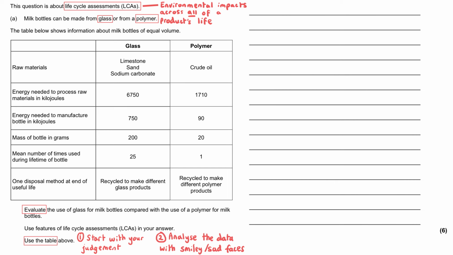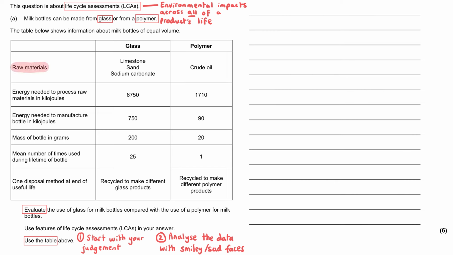To help you decide what your conclusion is going to be, I recommend that you consider each of these things in turn before you start to write anything, and you make a decision as you read it about which of these things is worse for the environment and which is more sustainable. So let's do that now.